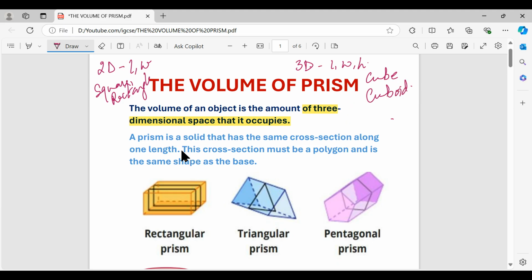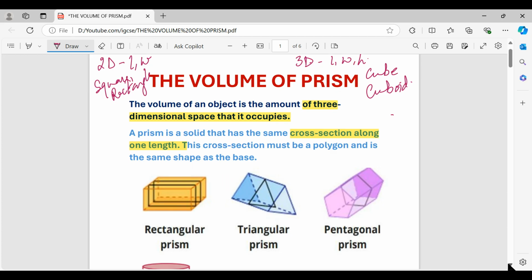Now, what is a prism? A prism is a solid that has the same cross section along one length. So you have to know this cross section. This is specific to the prism. Depending on the cross section, the name of the prism keeps on changing.